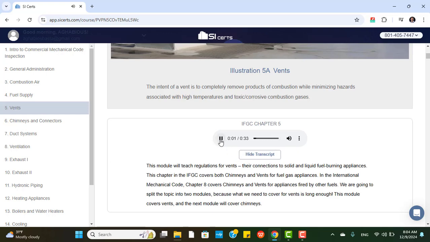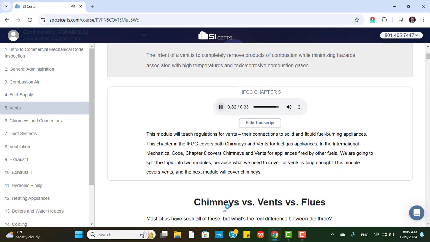IFGC Chapter 5. This module will teach regulations for vents and their connections to solid and liquid fuel burning appliances. This chapter in the IFGC covers both chimneys and vents for fuel gas appliances. In the International Mechanical Code, Chapter 8 covers chimneys and vents for appliances fired by other fuels. We're going to split the topic into two modules because what we need to cover for vents is long enough. This module covers vents, and the next module will cover chimneys.